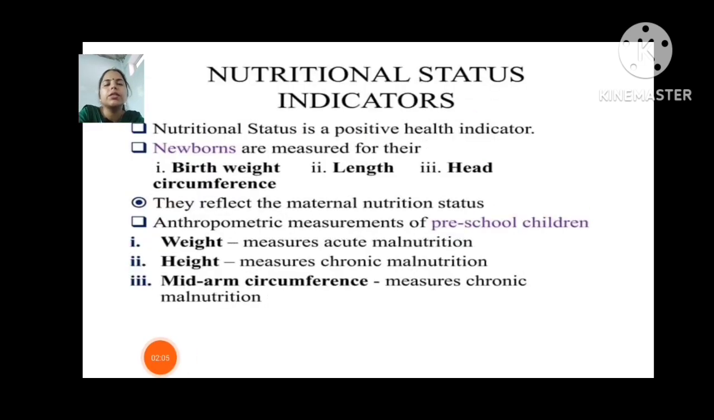Next is the nutritional status indicator. The nutritional status is a positive health indicator. Newborns are measured for their birth weight, length, and head circumference. They reflect the maternal nutritional status. Anthropometric measurement of preschool children: weight measures acute malnutrition, height measures chronic malnutrition, and mid-arm circumference measures chronic malnutrition.